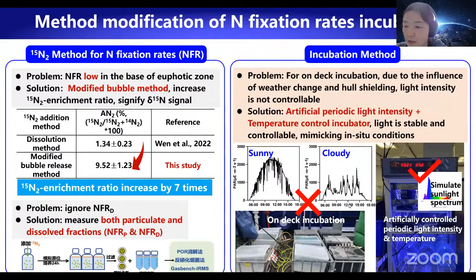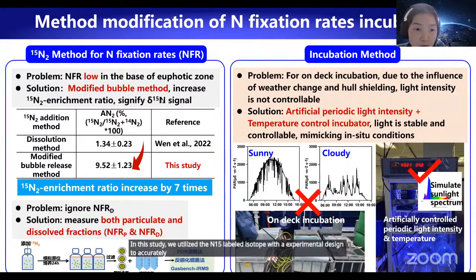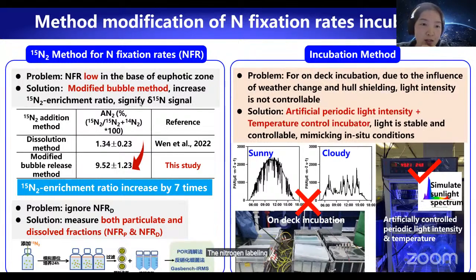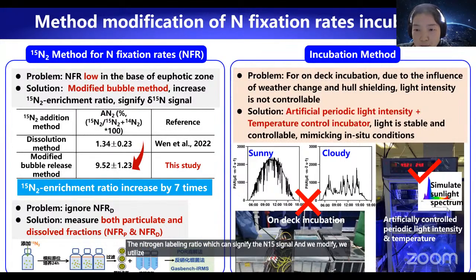In this study, we utilize the N15 labeled isotope with an experimental design to accurately and simultaneously quantify the particulate phase and dissolved fraction of N2 fixation rates in the Northwestern Pacific Ocean. We use the modified bubble method to increase the enrichment of the dinitrogen labeling ratio, which can signify the N15 signal. And we utilize the simulated sunlight spectrum.